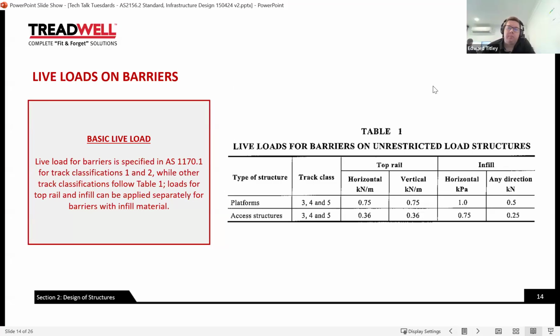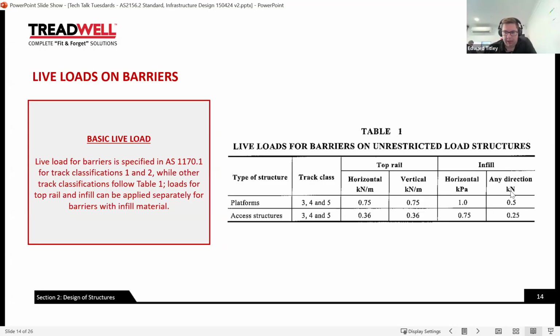Next up, live loads on barriers. So once again, as per AS 1170.1, for track classifications 1 and 2, the load for those barriers is specified. Other classifications follow this table 1 here. So we need to ensure we're clear. This table applies to classes 3, 4, and 5, and AS 1170.1 provides the loadings for classifications 1 and 2.